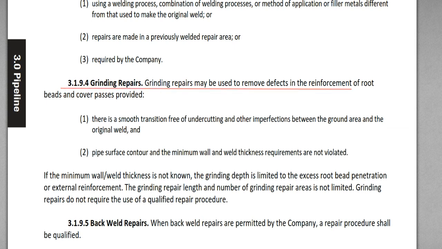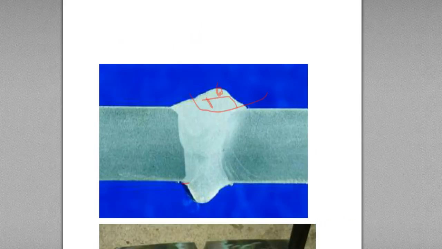3.1.9.4 Grinding repairs. Grinding repairs may be used to remove defects in the reinforcement of root beads and cover passes, provided the conditions are met. So the grinding repair is just grinding without the welding. Remove defects in the reinforcement of root and cover pass. So there is a defect in the reinforcement here, and it is repaired by grinding here. This is internal reinforcement and external reinforcement here.